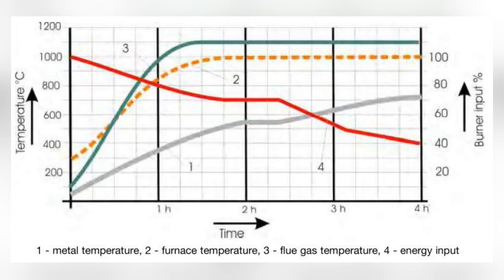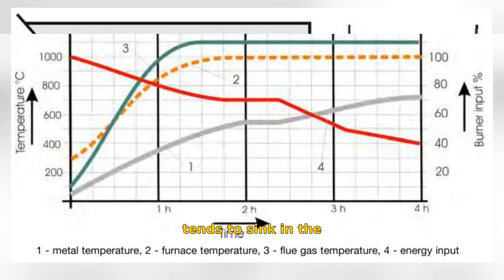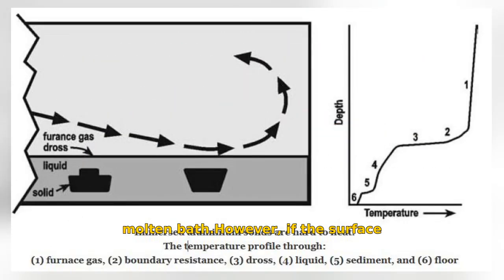Solid aluminium is denser than liquid, so it tends to sink in the molten bath. However, if the surface charge is too large, it may float due to surface tension. Once submerged, heat exchange is limited by thermal conductivity of the molten aluminium, requiring efficient heat transfer mechanisms to melt the charge.